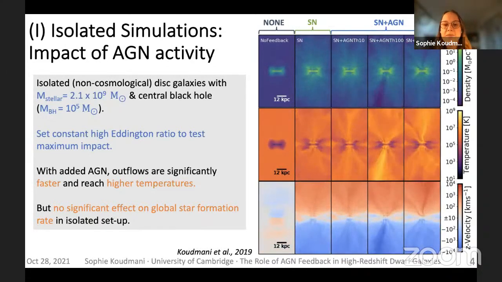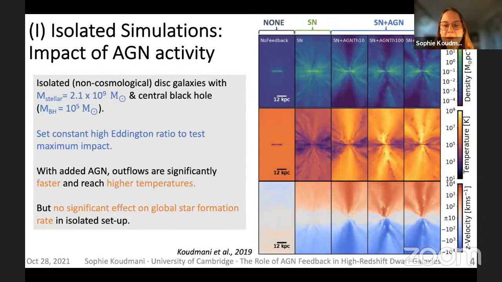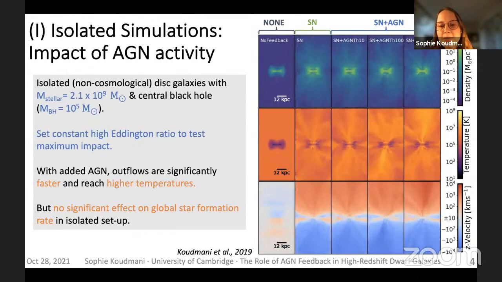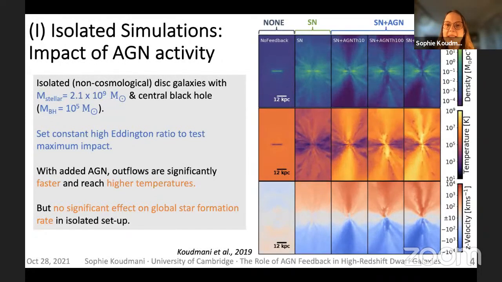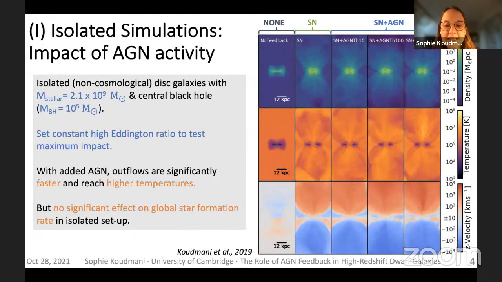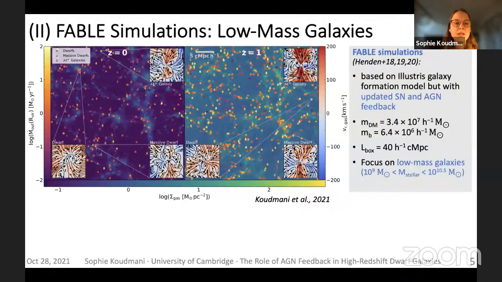So we concluded that if anything, AGN might play an indirect role in quenching star formation in dwarf galaxies. So for example, these powerful outflows might be able to hinder cosmic gas inflows and then essentially regulate star formation in a maintenance mode type fashion. However, we cannot test this with this setup as we don't have a cosmological environment here. So this is why, for my second paper, I moved on to investigate AGN feedback in low-mass galaxies with the cosmological simulation suite Fable.